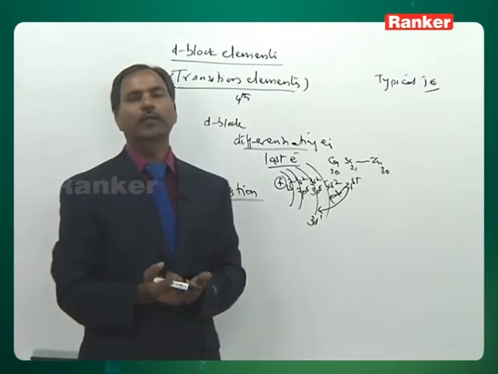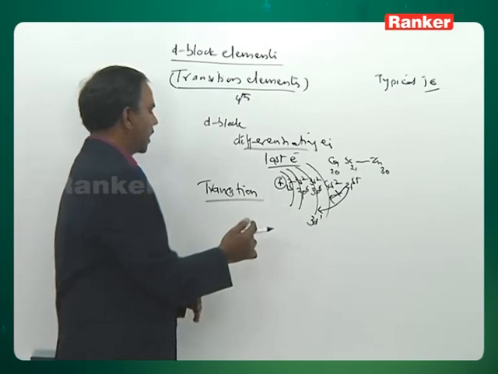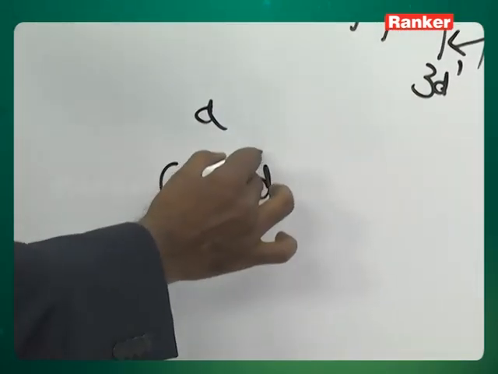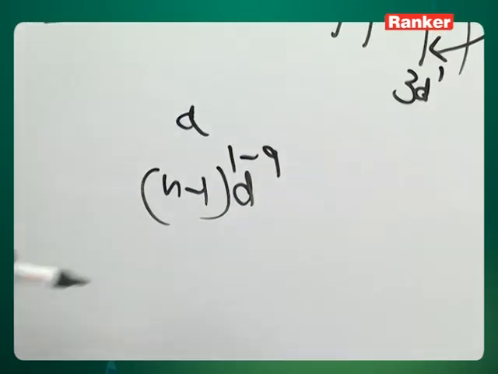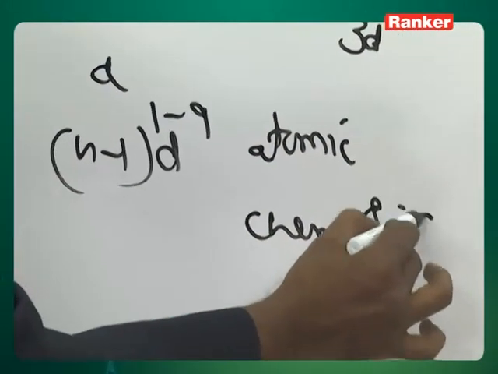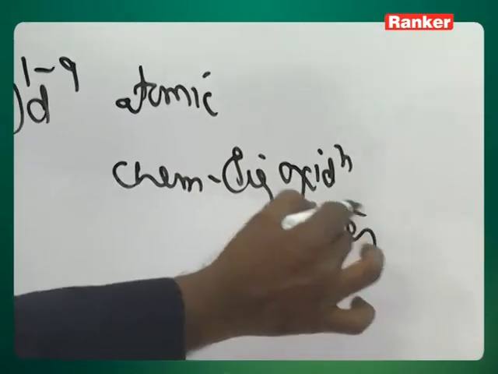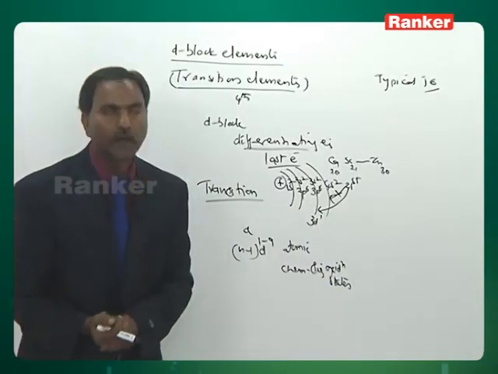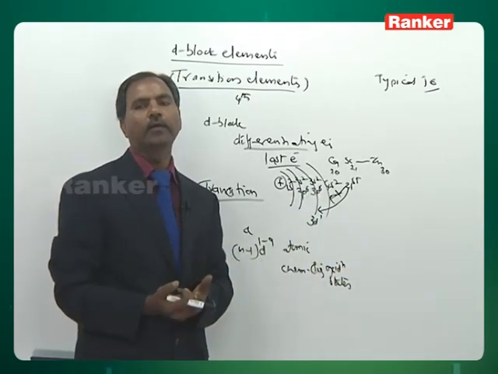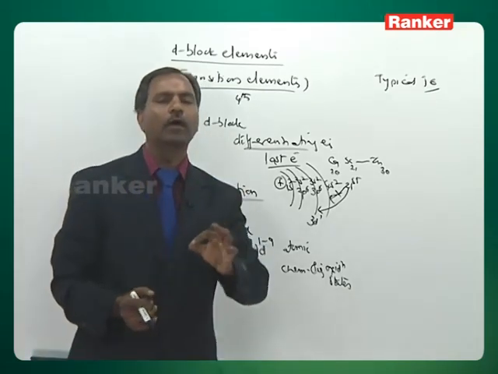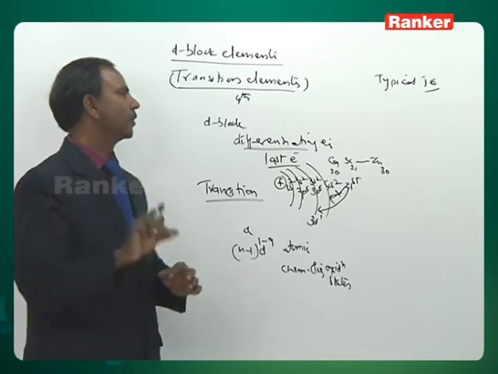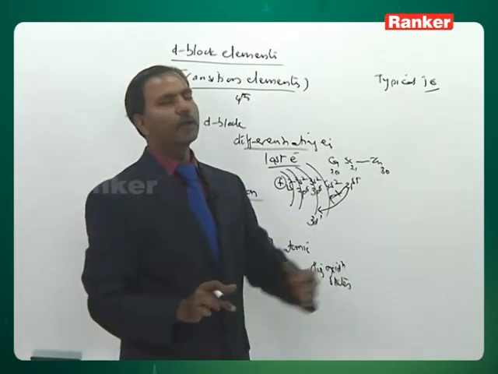Next, let me introduce what is a transition element. The elements which are carrying incompletely filled n-1 d orbitals, let me say d1 to d9, either in their atomic state or in their chemically significant oxidation states, we call them as what? Transition. In a single word, transition means carrying incompletely filled d orbitals. Incompletely filled d orbitals are known as what? Transition elements.